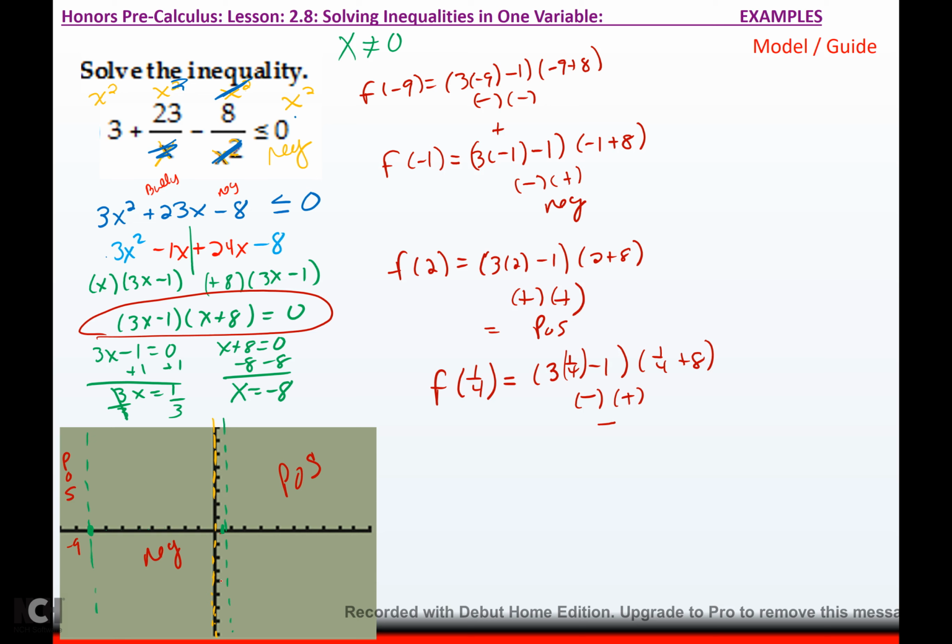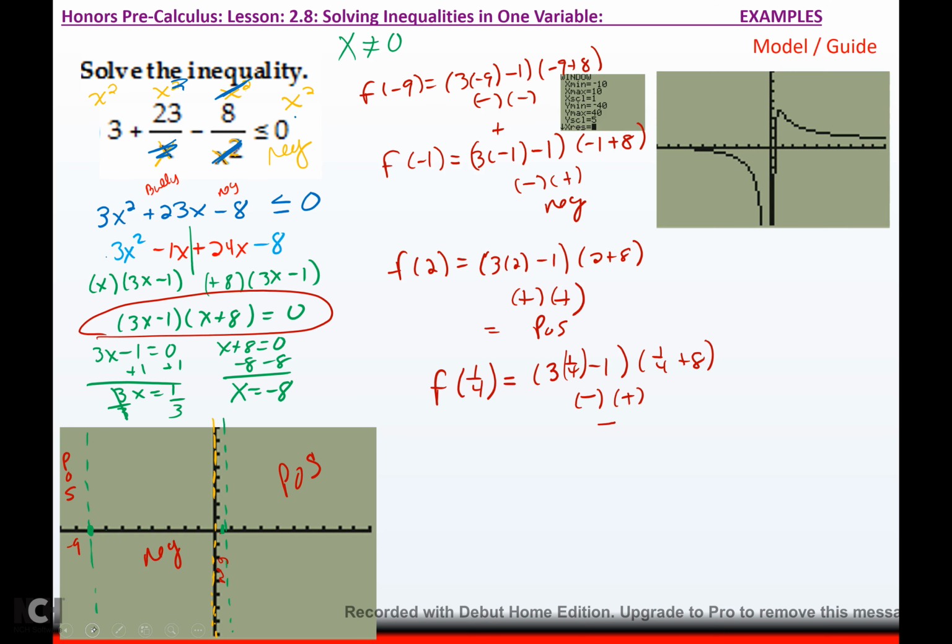Then why are there 2 negatives? Shouldn't it alternate? Oh, let's see the picture. What does that mean? This is negative. That's not positive. Why is it? It's not positive over there.